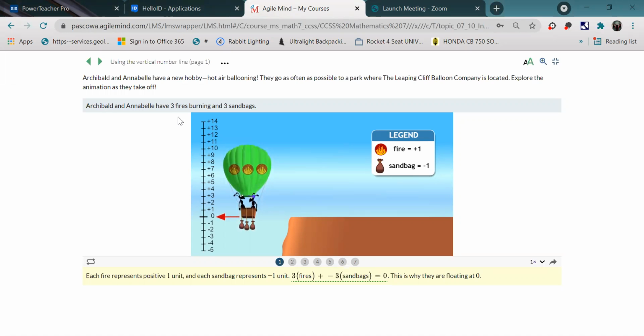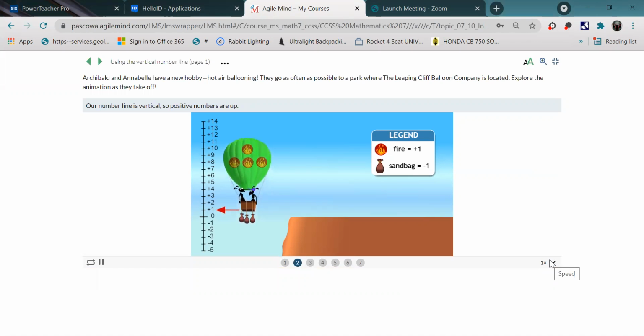Now, Archibald and Annabelle have 3 fires burning and 3 sandbags. And each fire represents positive 1 unit, and each sandbag represents negative 1 unit. So 3 fires plus 3 sandbags equals 0. Positive 3 plus negative 3 equals 0. That's why they're floating at 0.